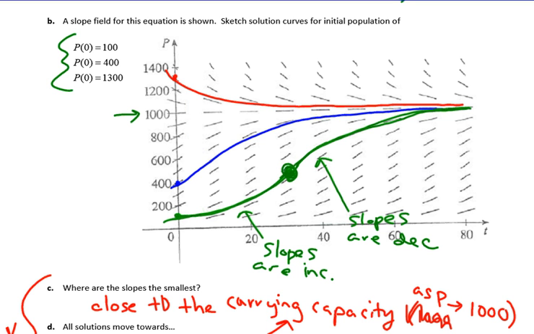So what does that mean? Again, this point right here, hopefully you've already thought about it, it is a point of inflection. Okay, so that's something that you need to know. So a point of inflection is going to be where the slope has a maximum, and so that is where the slopes are growing the fastest.